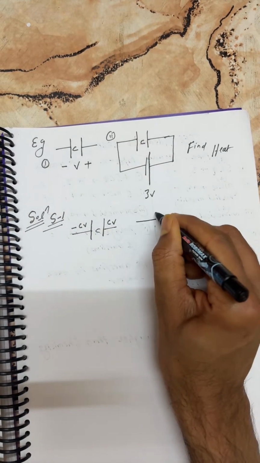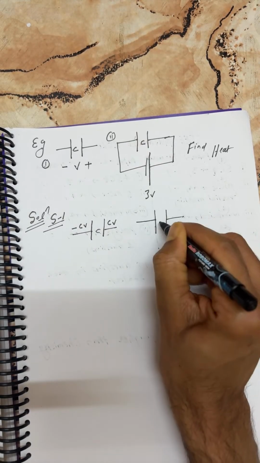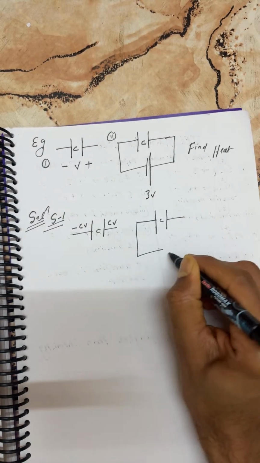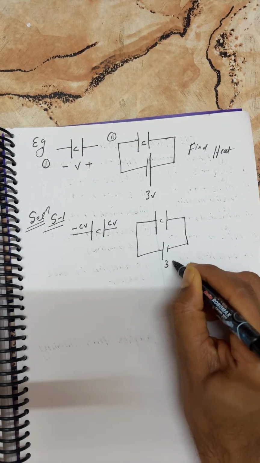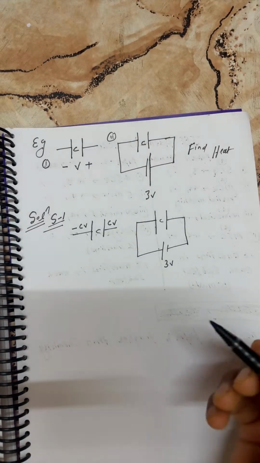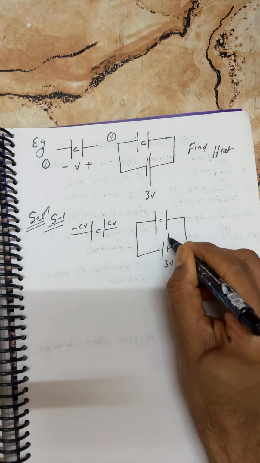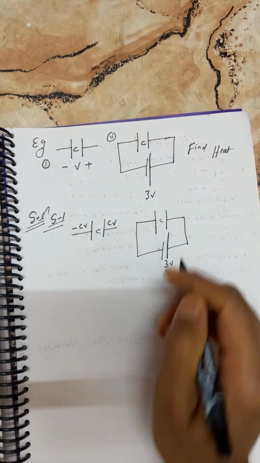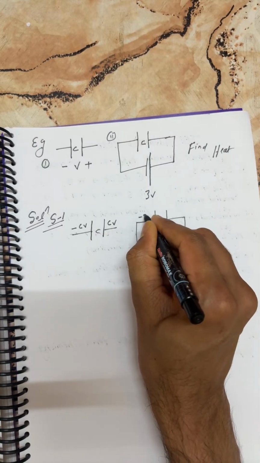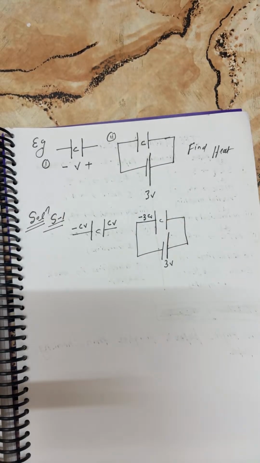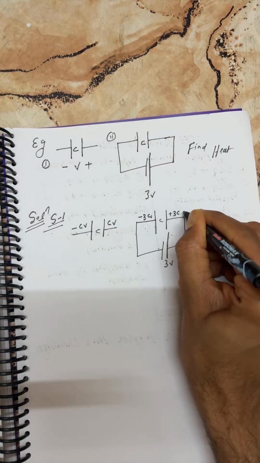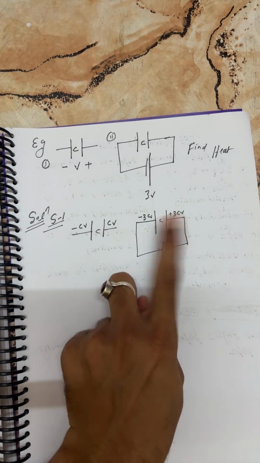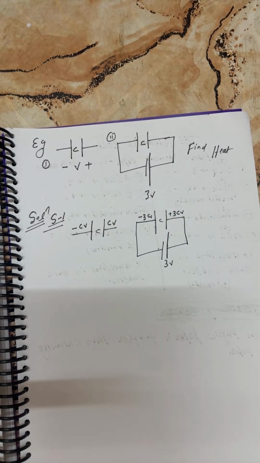Now students, this is 3 volt. But no, this is the lower terminal and this is the higher terminal of the battery. So due to this, the charge is minus 3 CV. And this is plus 3 CV. Minus 3 CV, this is what? You can say plus 3 CV.